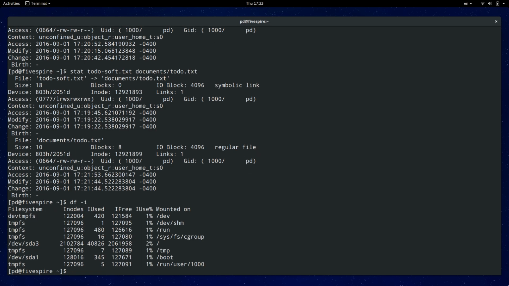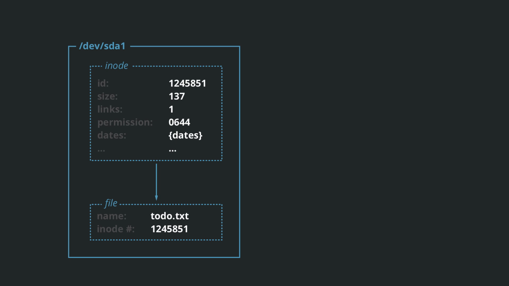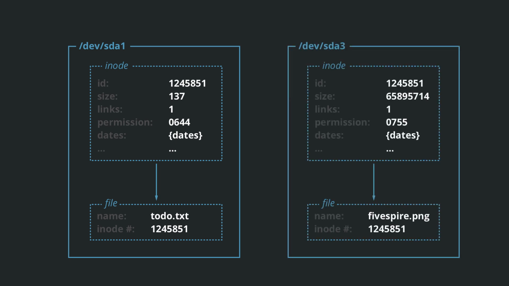The partitions /dev/sda1 and /dev/sda3 have different inodes available and used, as each partition has its own inode index. So inode, let's say number 124,5851, will not be the same inode on another partition.